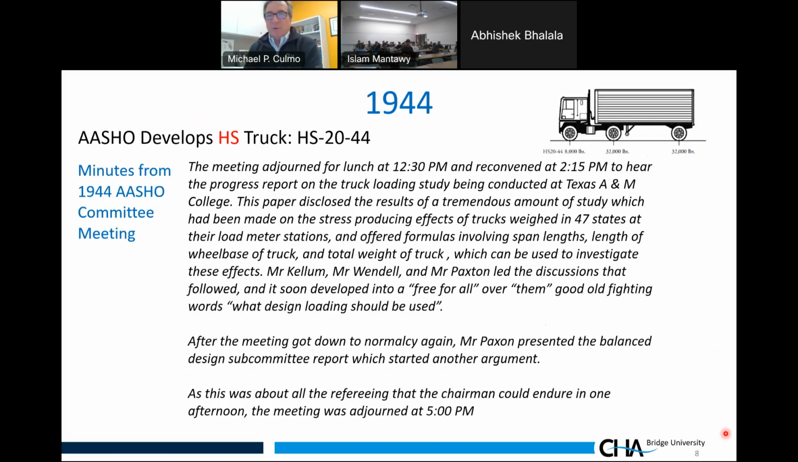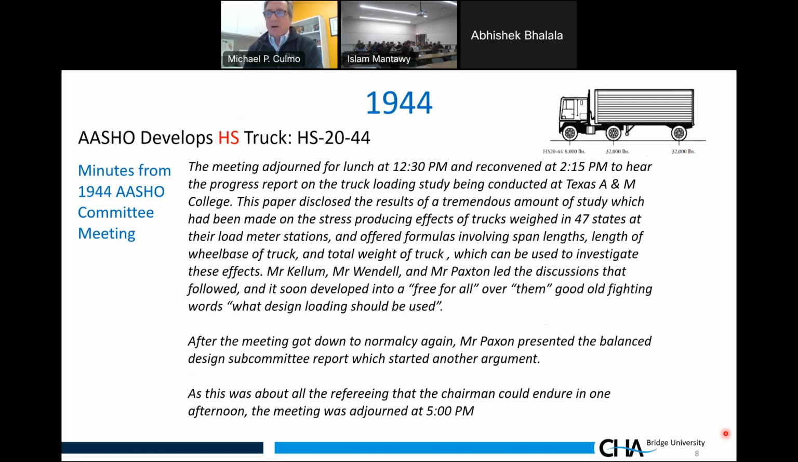So 1944 is a very momentous date in the world of bridge engineering. In 1944, AASHTO developed the HS truck, which is the highway semi-truck, which is the modern semi-trailer you see on a highway today. And it was entitled the HS20-44. HS20 was a designation of the vehicle. The 44 designates that it was established in 1944.